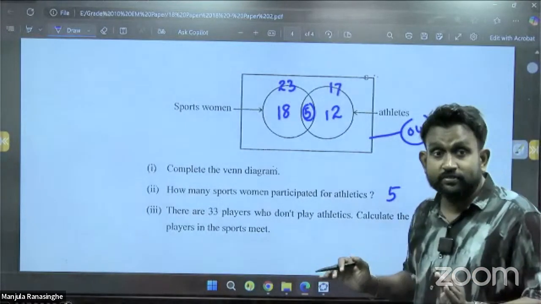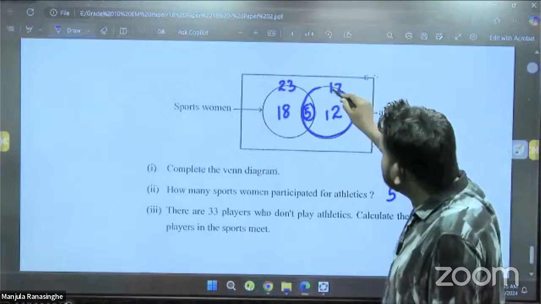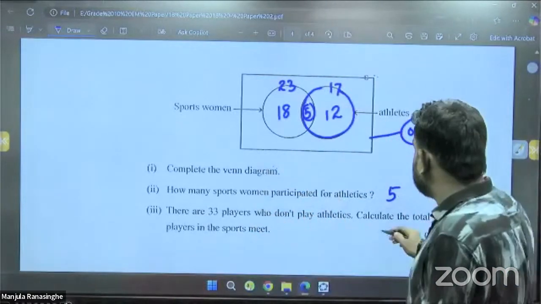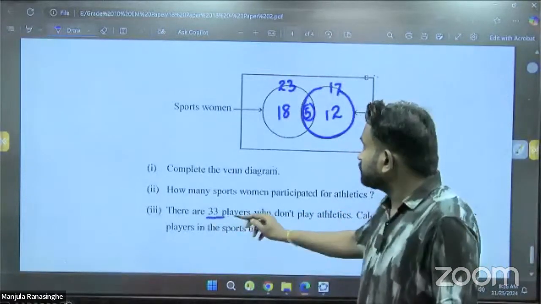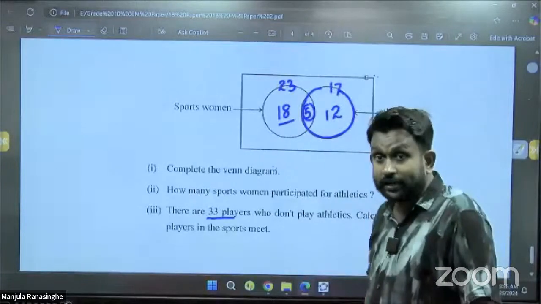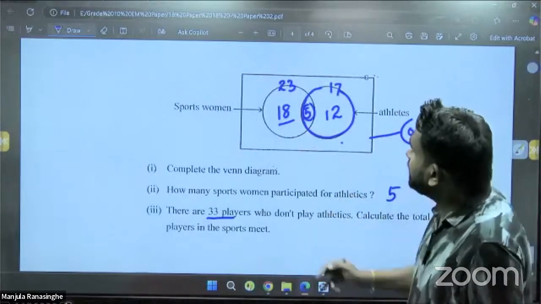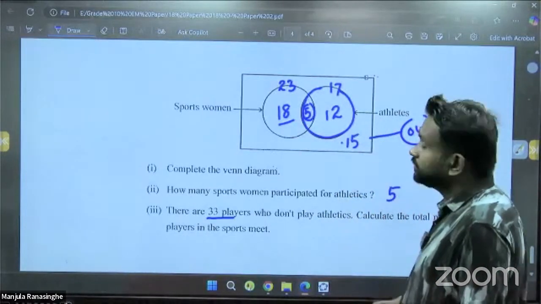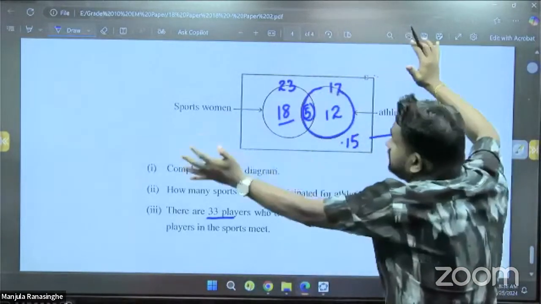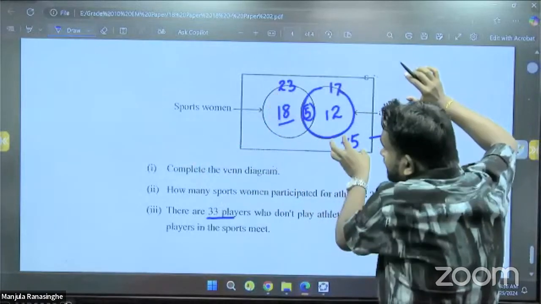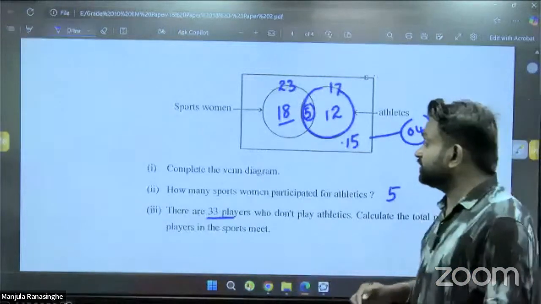Then there are 33 players who don't play athletics. Don't play athletics means the complement of the athletics set. This is the athletics set. Complement of that, outside. How many? 33. So here 18, they are already outside. Then what is the balance? The balance goes to here. So 33 subtract that 18 gives you 15. So that 15 comes to the outside, because the complement of athletics is 33. This part is one complement and the other is outer. So this is 15.